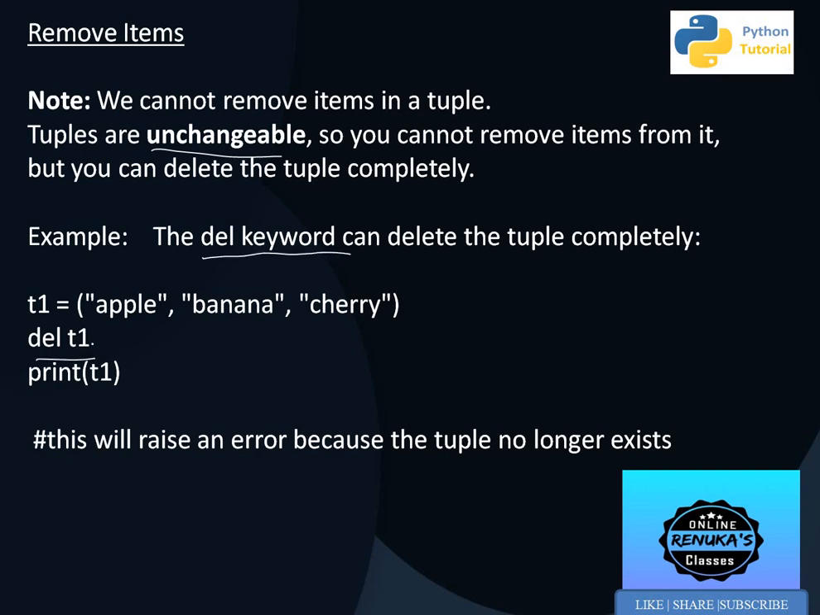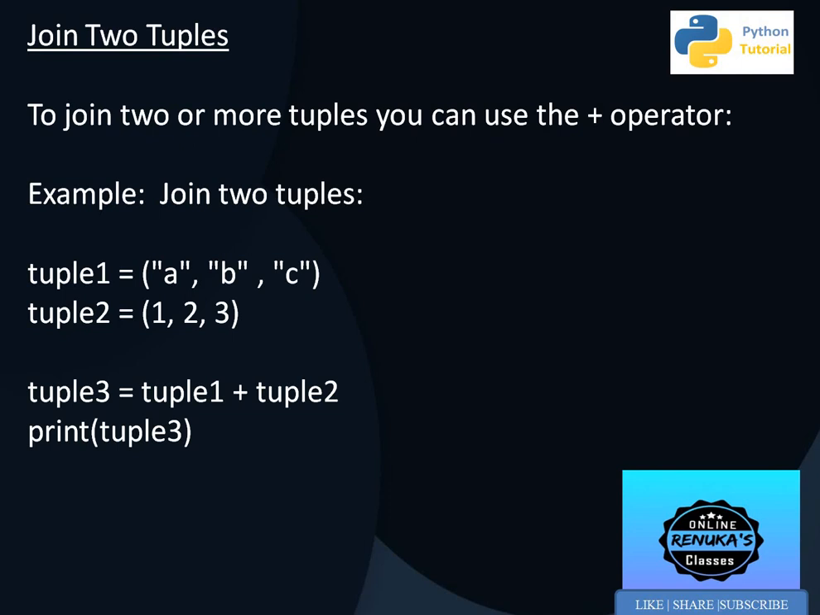If we say del t1, in that case the complete tuple t1 will be erased from the computer's memory, and after that if you want to print t1, it will show you error because t1 as a tuple no longer exists in computer's memory. How to join two tuples? Simply use add operator and the tuples will be joined as we joined the list.